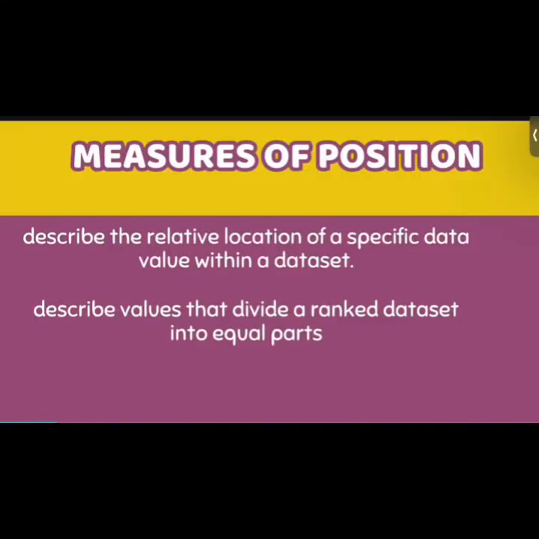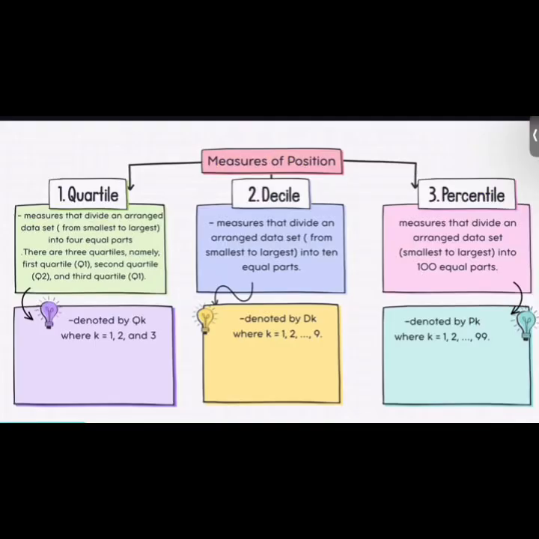Measures of position describe the relative location of a specific data value within a dataset, and they also describe values that divide a ranked dataset into equal parts. So with this, we have the measures of position, which are the quartile, decile, and percentile. The quartile measures divide an arranged dataset from smallest to largest into 4 equal parts. So it is called quartile because it is divided into 4 equal parts.